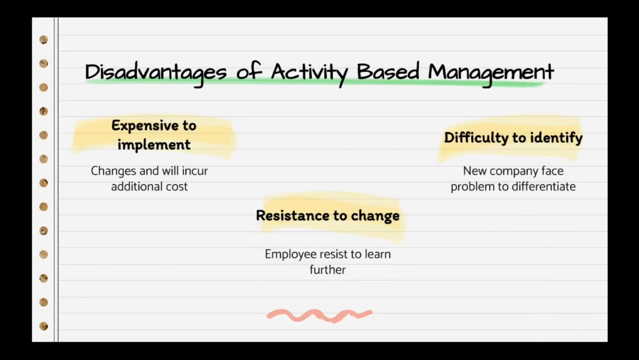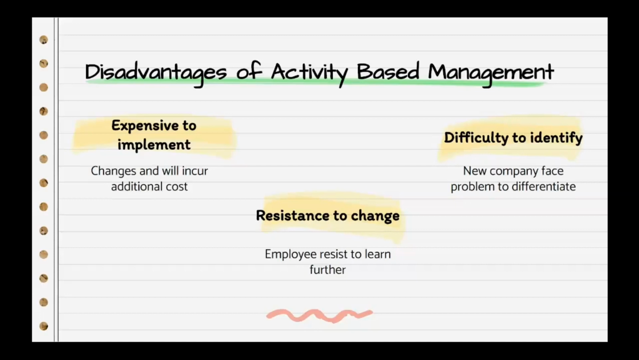Okay, so what are the limitations of using activity-based management in a business? First, it is highly expensive to implement. Using activity-based management will cause a lot of changes and will incur costs. For example, a company needs to send its managers and staff to training on the new implementation of ABM.